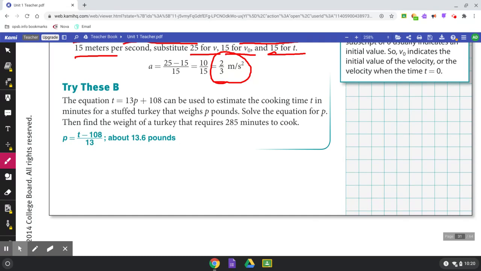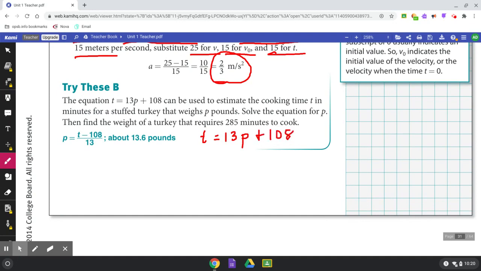Okay, so we have this equation, T equals 13P plus 108. The first part of this question is solve the equation for P. Okay, so let's go over here. I should have enough writing space to do it here. We have T equals 13P plus 108.